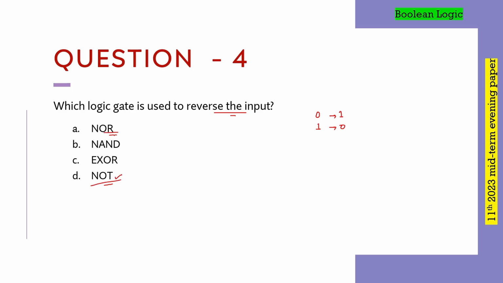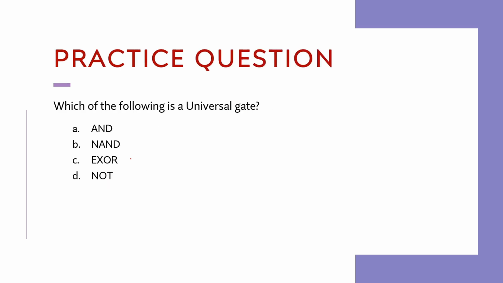ओके, नॉर गेट किसके लिए है आपका, जो और है उसको इन्वर्स करने के लिए, यानी कि और क्या करता है आपका एडिशन, तो एडिशन को इन्वर्स करने के लिए। नैंड क्या है, सिमिलरली मल्टीप्लिकेशन को इन्वर्स करने के लिए। और एक्सओर क्या है आपका, जब दोनों इनपुट आपके अलग अलग होंगे तभी आउटपुट आपका हाई आएगा। हेंस फॉर दिस वन ऑप्शन नंबर डी इज द करेक्ट वन.